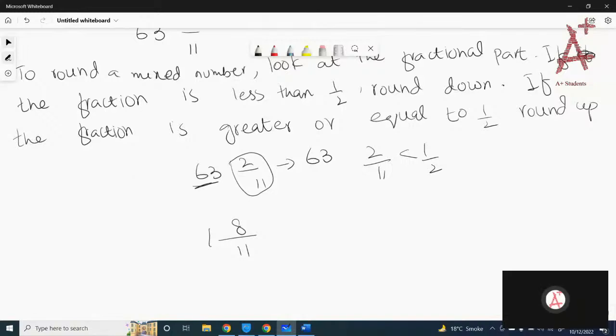8 by 11 equals 0.72, and 0.72 is greater than 0.5. 1 by 2 means 0.5. Got it? And 8 by 11 means 0.72. So 0.72 is greater than 0.5. That means you have to round up. Just remove the fractional part and add 1 to the whole number. So it would be rounded to 2. Got it?